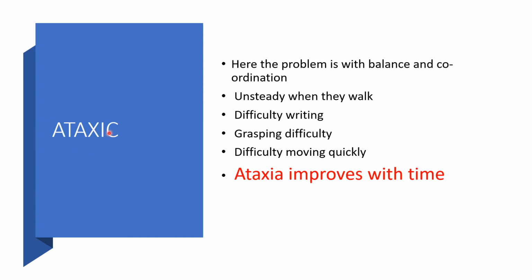Still on ataxic cerebral palsy, here the problem will be with balance and coordination. They'll be unsteady when they walk. They'll have difficulty writing, difficulty grasping stuff, difficulty moving very quickly, and there will be ataxia that will improve with time. This is pretty good, right? Although we don't want anyone to have all of these issues, but ataxic is preferred, right? Because the older they become, the situation will be getting better.